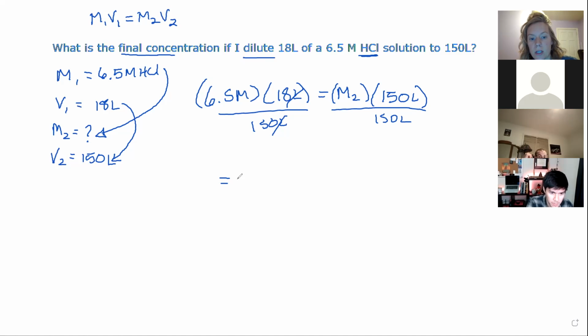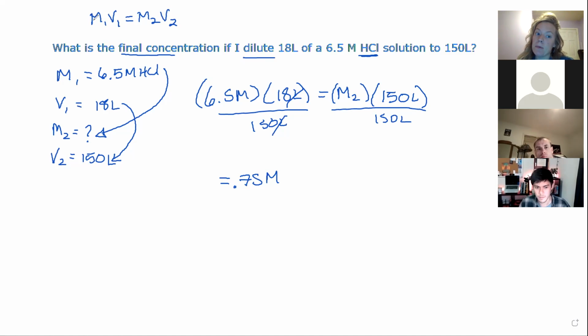I get a final concentration of 0.78 big M. Okay, so the concentration did go down quite a bit, but our volume went up quite a bit. So that's not too bad, right? Solution dilution isn't too tricky.